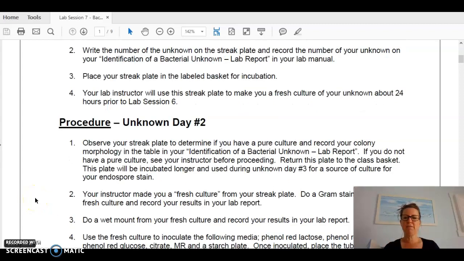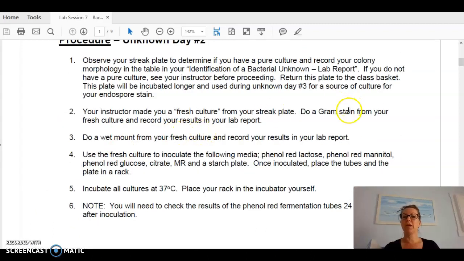The next day you would come in and make a fresh culture and do a gram stain from that fresh culture, and then you would move on to inoculate various nutrient broths, including phenol red lactose, phenol red mannitol, and glucose. So these are different carbohydrates for your unknown bacterium. And you would also inoculate a citrate agar slant, methyl red broth media, and a starch plate.